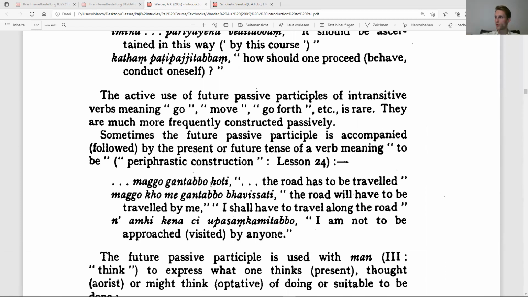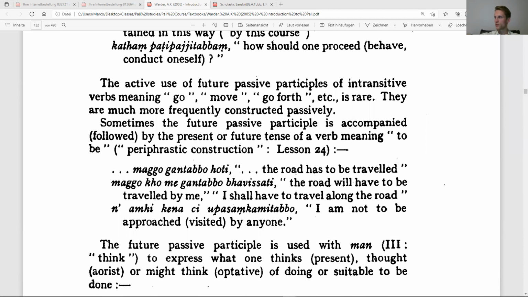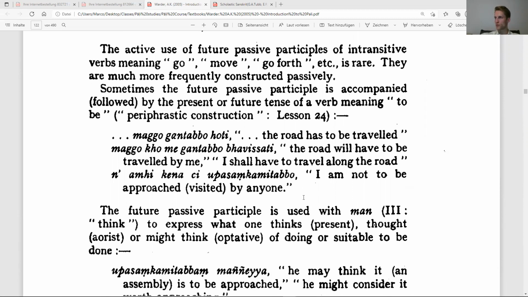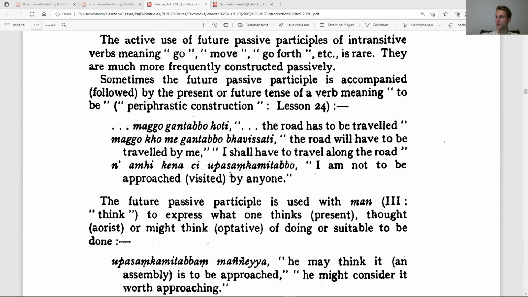Maggo gantabbo hoti. The road, maggo, has, hoti, to be traveled, gantabbo. Maggo me gantabbo bhavissati. The road, maggo, will have, bhavissati, to be traveled, gantabbo, by me, me. Or, I shall have to travel along the road. Na mhi kenaci upasankamitabbo. I am, amhi, not, na, to be approached, upasankamitabbo, by anyone, kenaci.